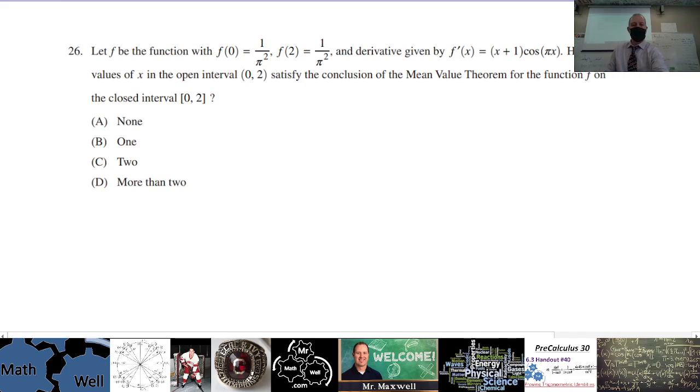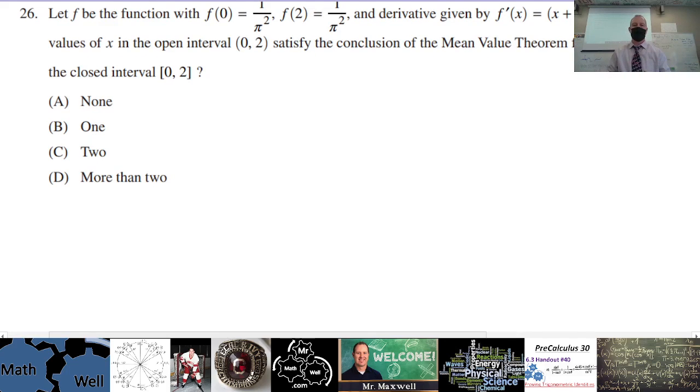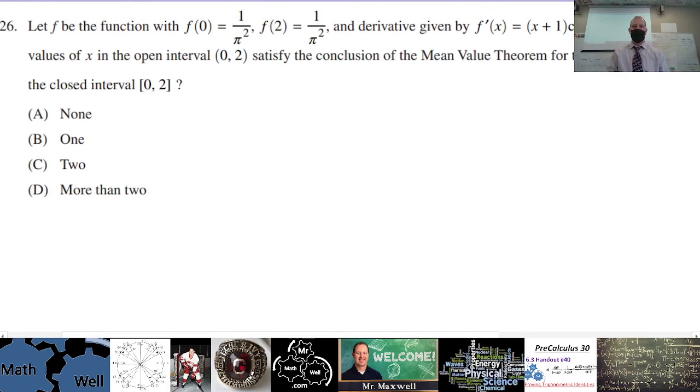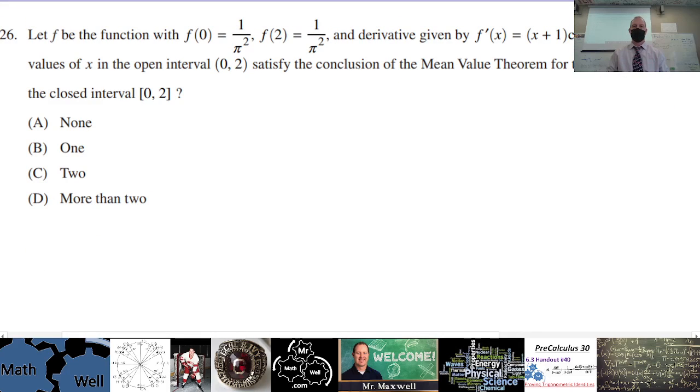So it says let f be the function with f of 0 is 1 over pi squared. And again, that's just a number, right? It's kind of like a weird looking number, but it's just a number. So 1 over pi squared is the value, and f of 2 is also 1 over pi squared. And the derivative is given by this equation right here. This is the relation, or the function of the derivative. How many values of x on the open interval 0 to 2 satisfy the conclusion of the mean value theorem for the function of f on the closed interval 0, 2?